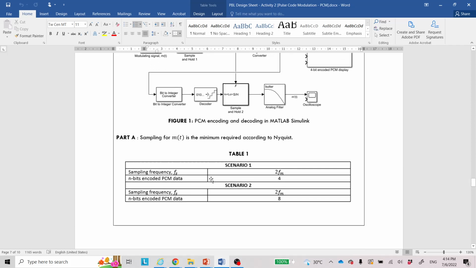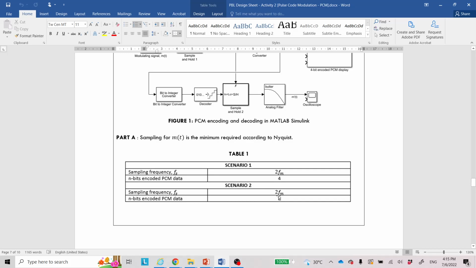Okay, there's a few scenarios that you need to analyze. Okay, the first part A is when you're sampling at different scenarios. Okay, so for example, you sample at 2 fm but using different bit for encoding. Scenario 1, you sample at 2 fm but using 4 bit of encoder.